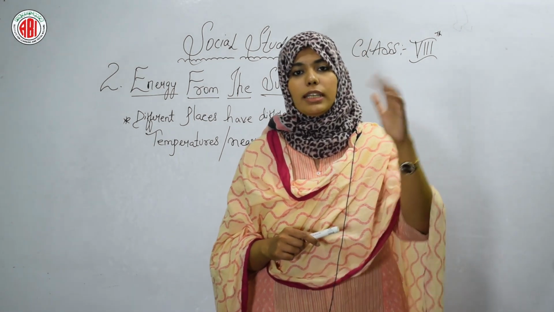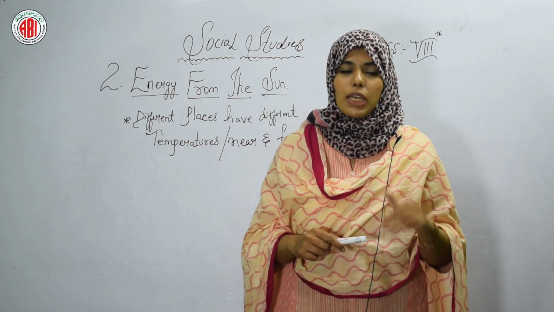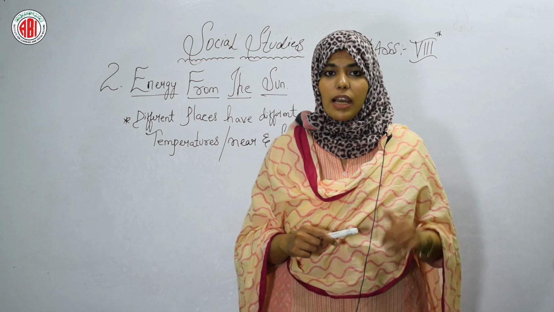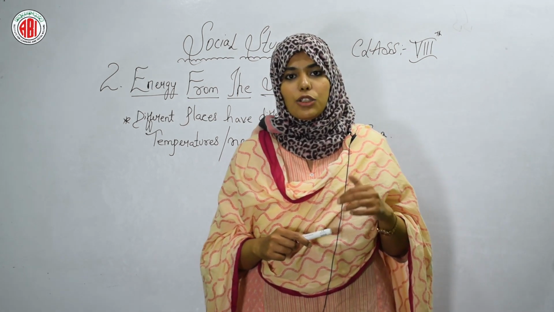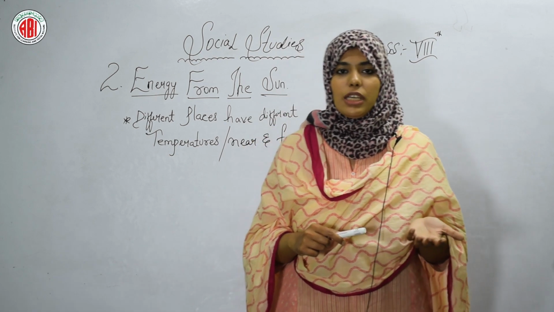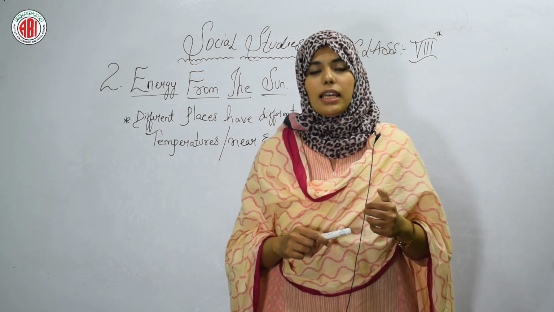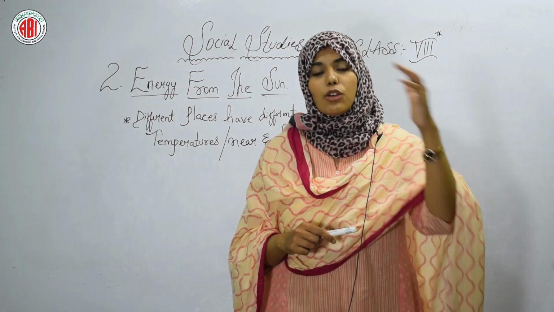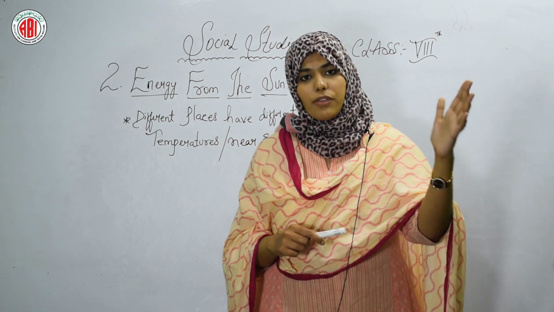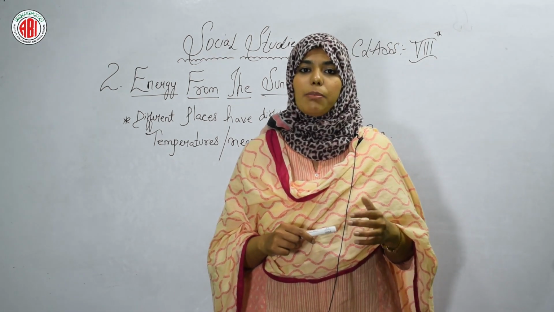For example, in India, in the north the temperature is different, and in the south the temperature is completely different. Why? Because it is happening due to various reasons: seasons, climate change and various other reasons. Let's see why the temperature is different. We are living in one country, but in the north the temperature is different, and in the south the temperature is also different. Why is this happening? Let's see.